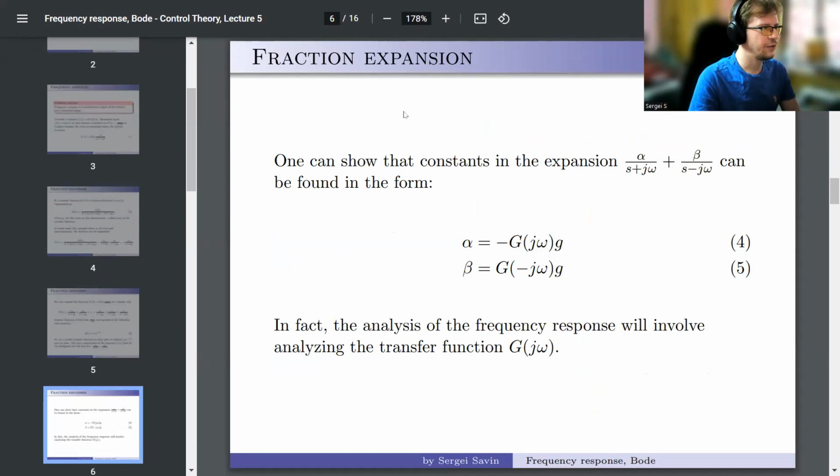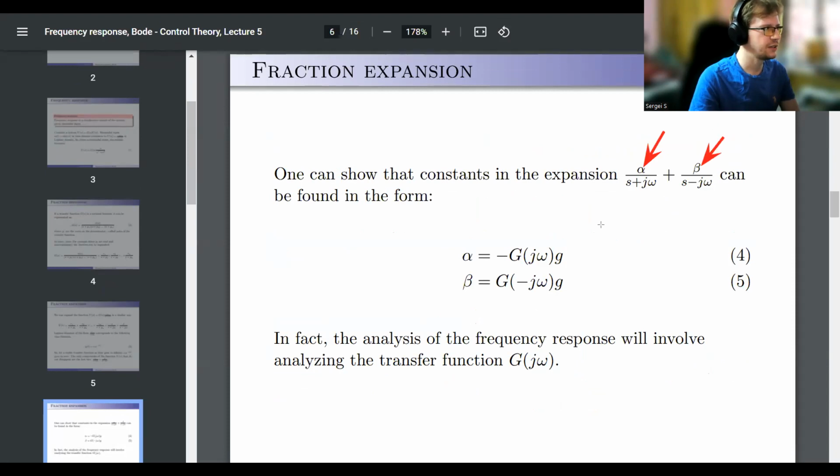Now, one last observation is that when we are going to look for those alpha and beta, what we'll find is that they depend on the value of the transfer function if we substitute j omega there. I'm not proving this, it's just giving you some information. We would have transfer function where instead of s, we substitute j omega. And that's how we'll find alpha and beta. Okay. We could just write it out, and that's what we're going to see, but I'm going to skip this part.